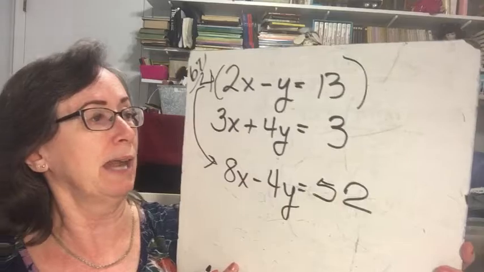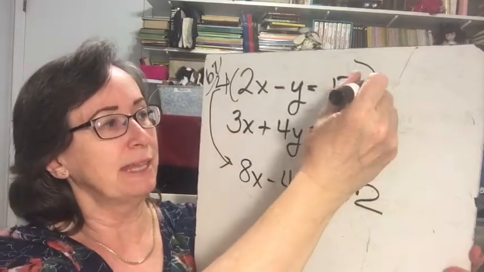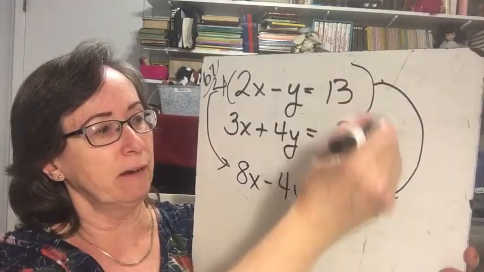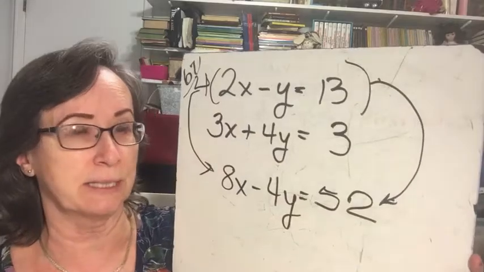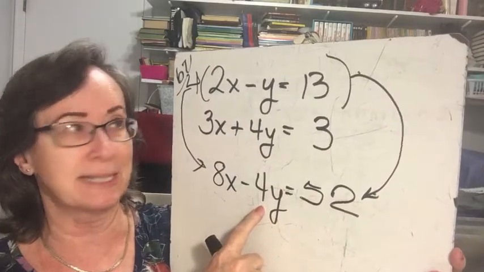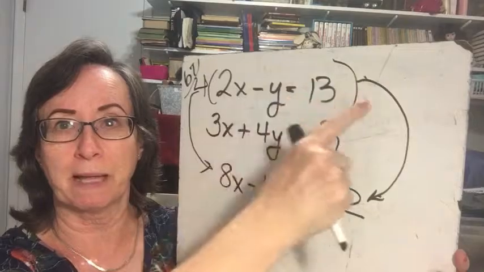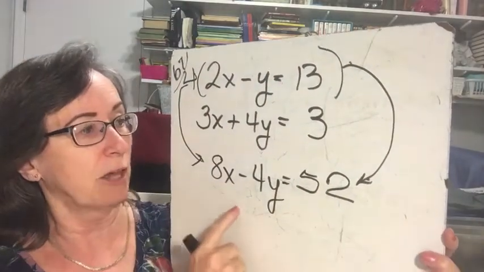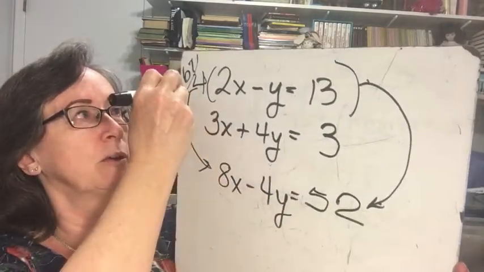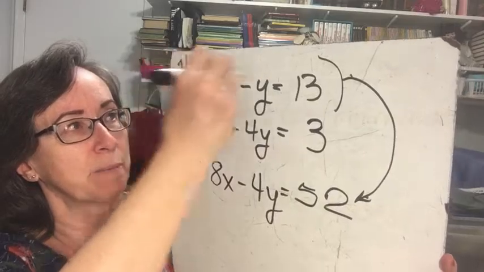Okay, so now wouldn't you agree that these two equations here are now equivalent, because this equation is simply this equation multiplied by 4 on both sides. So now we're going to get rid of this one temporarily.